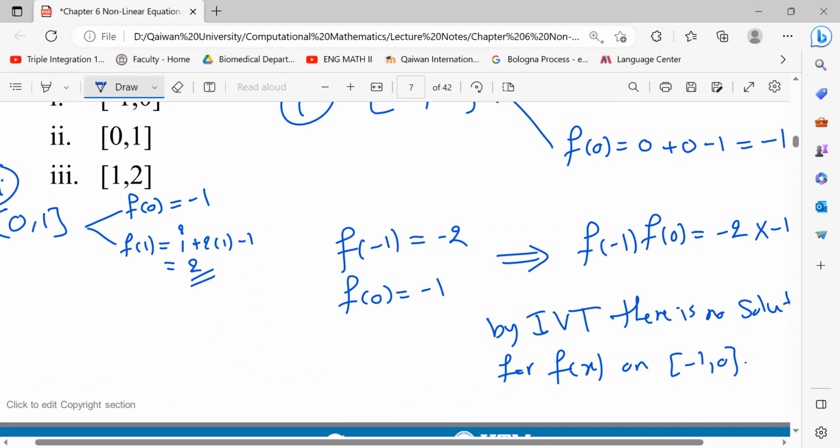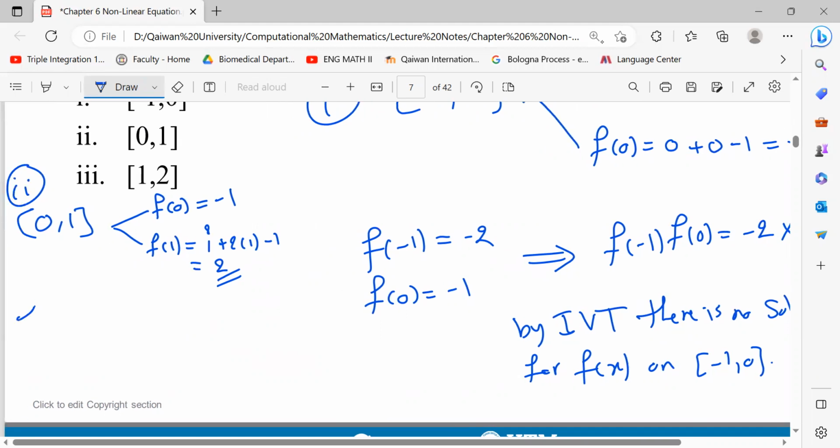We now have f of 0 and f of 1. Now we multiply those two values. f of 0 times f of 1 is -1 times 2, which is -2. So it's less than 0. By using intermediate value theorem, we say there is at least a solution for the function in the interval.